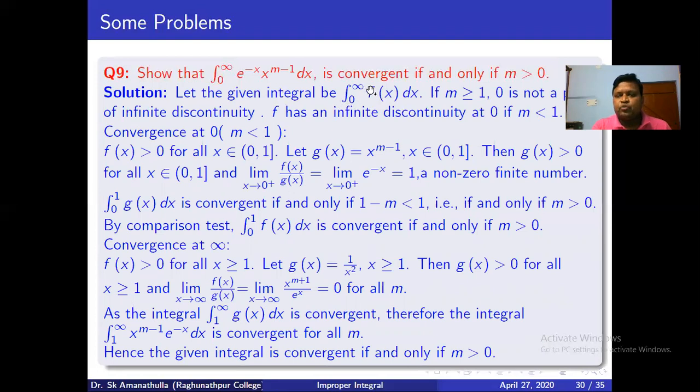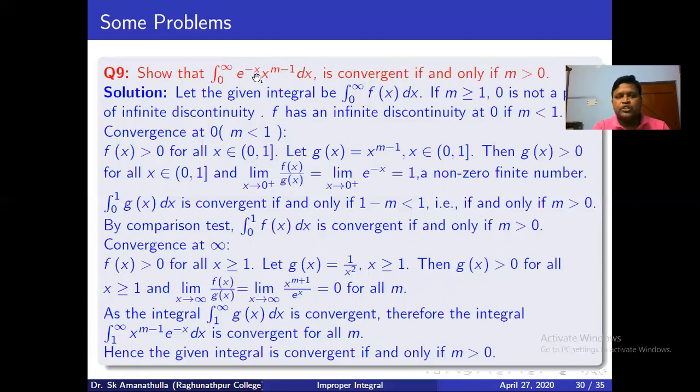Here, for the integral from 0 to 1 of f(x) dx, if m greater than or equal to 1, then 0 is not a point of infinite discontinuity. And f has an infinite discontinuity at 0 when m less than 1. Now, we consider the convergence at x equal to 0 when m less than 1.